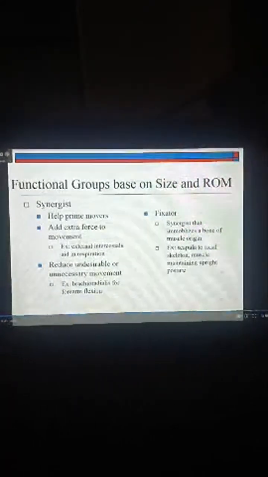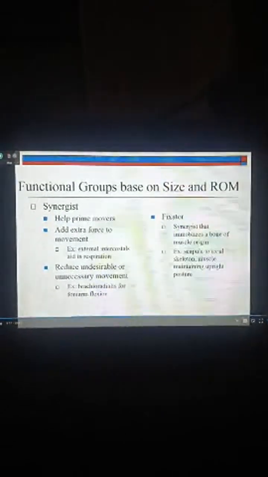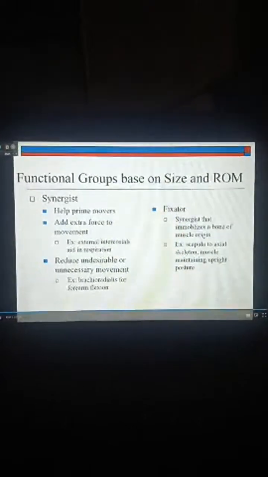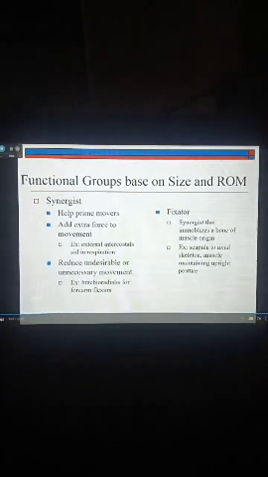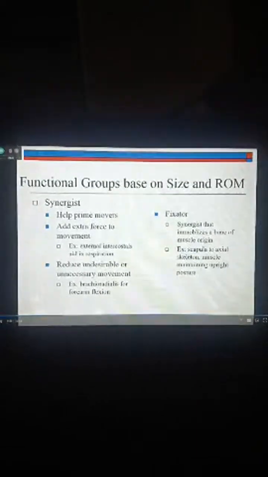Many of the muscles associated with the scapula are fixators. They help to hold the shoulder joint in place. They help to attach the scapula and the shoulder structures to the axial skeleton. Many of our muscles that maintain upright posture are going to be fixators.